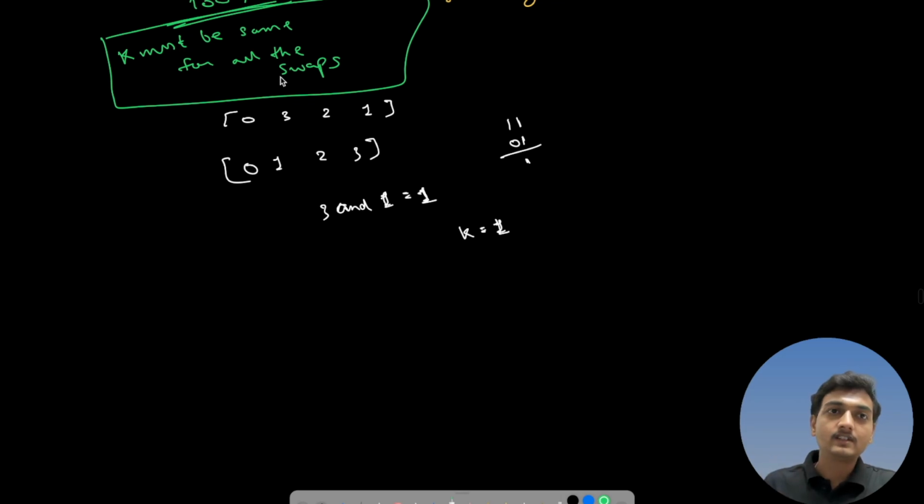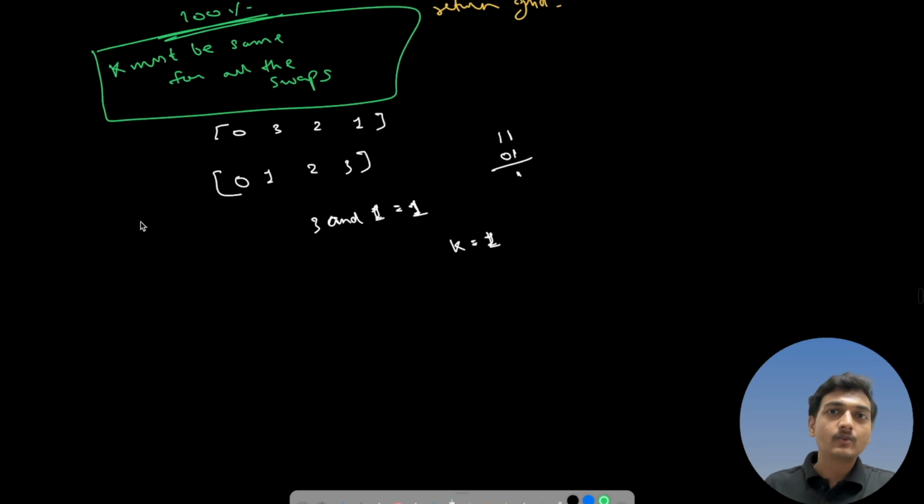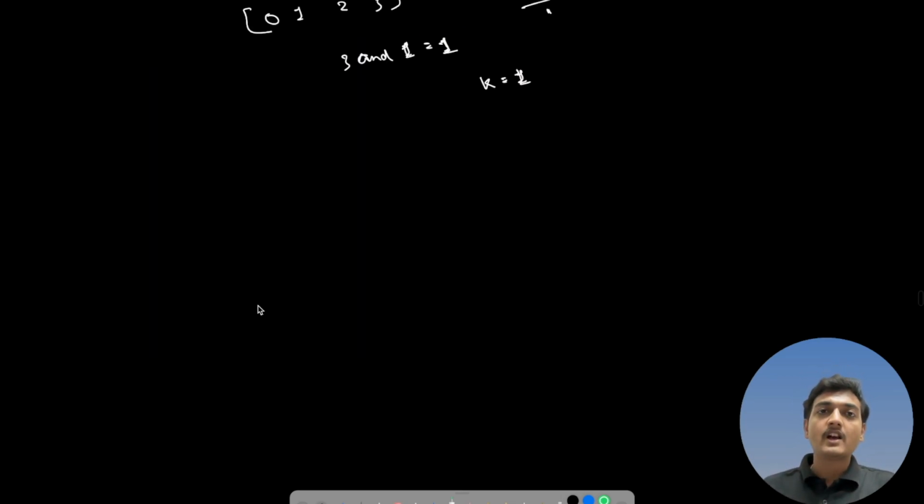This is actually not very clearly mentioned. They have mentioned that you can only swap if nums[i] AND nums[j] equals k, and you need to maximize k. But I would suggest that the question should explicitly mention that k would be the same for all of the swaps. Then we would easily be able to come up with an approach or intuition, or basically understand the problem. To understand this problem, I will tell you the solution first, then we'll understand why that solution works. So I will briefly tell you the solution.